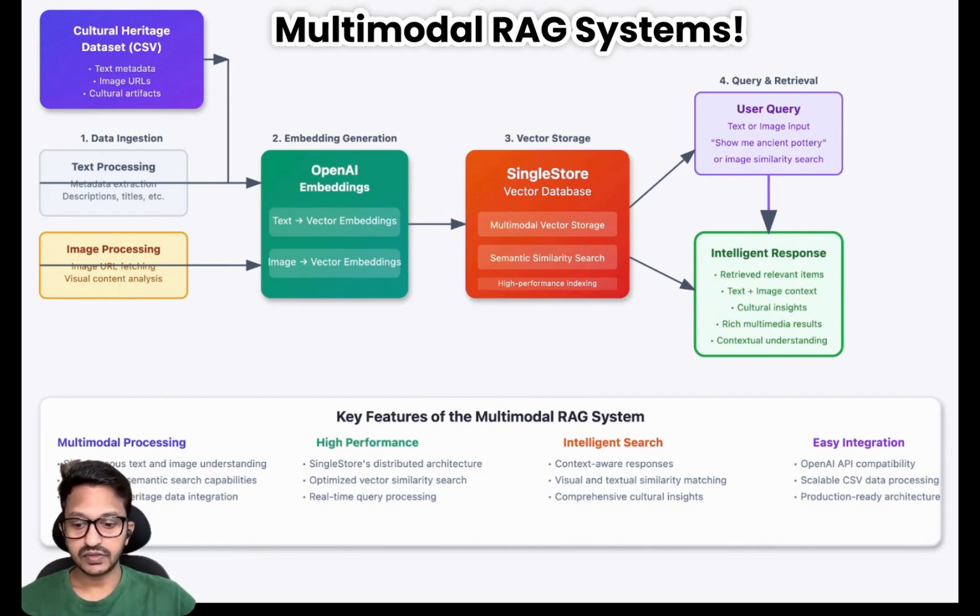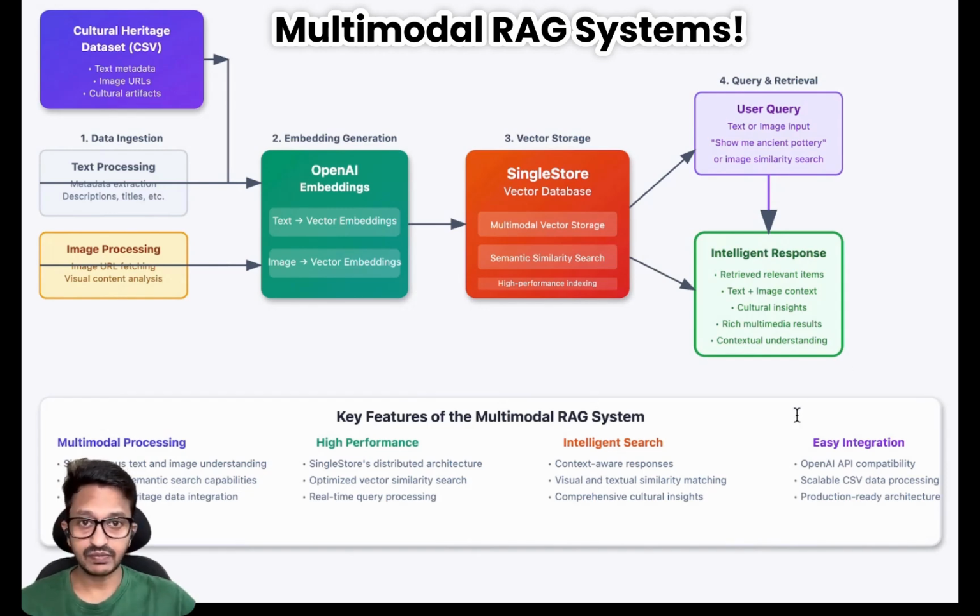First, let's understand what we are building. Traditional RAG systems work with text only. You ask a question, it searches through documents and gives you text-based answers. But what if your data includes images, audio, video? What if you want to search by visual similarity? That is where multimodal RAG comes in.